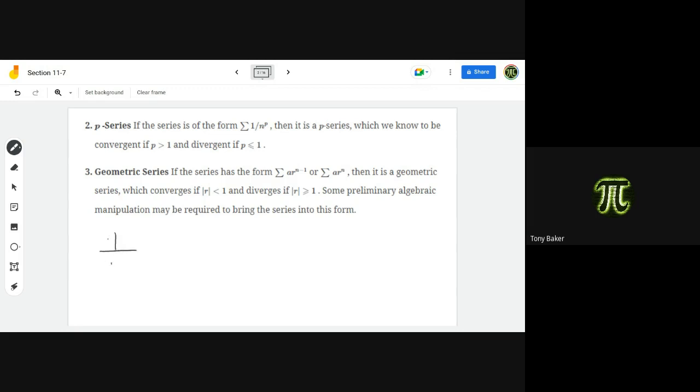So if I have 1 over n squared, that's convergent because 2 is greater than 1. If I had 1 over n to the negative 3rd, or actually, let me change this one. I'm just going to do n to the third power. That one, right as it is, I wouldn't even have to do the p-series because the test for divergence tells me it diverges. But if we want to look at this in terms of a p-series, that's 1 over n to the negative third power, and negative 3 is less than or equal to 1, so it's divergent.